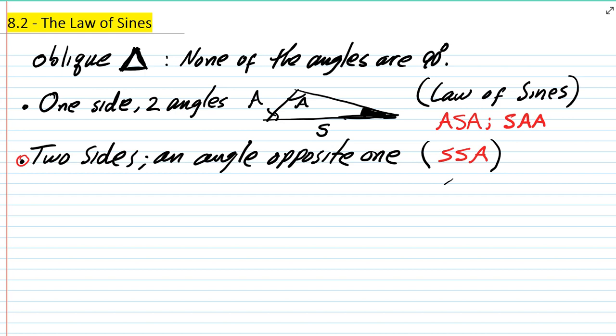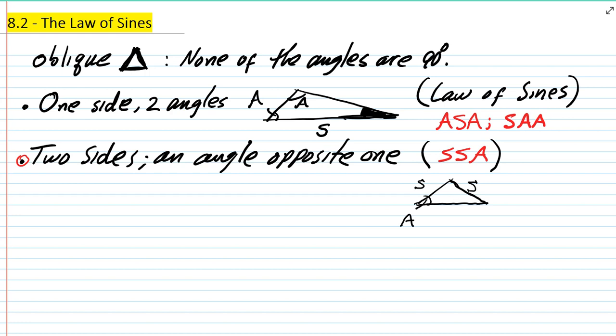So how is this going to look? For instance, let's say here's one side, here's another side, and this is the angle opposite one of them. Something like this, and that would be this configuration. And for both of these, we're going to use the law of sines.